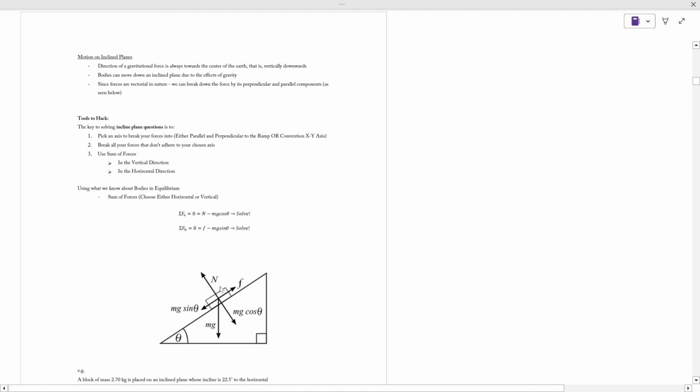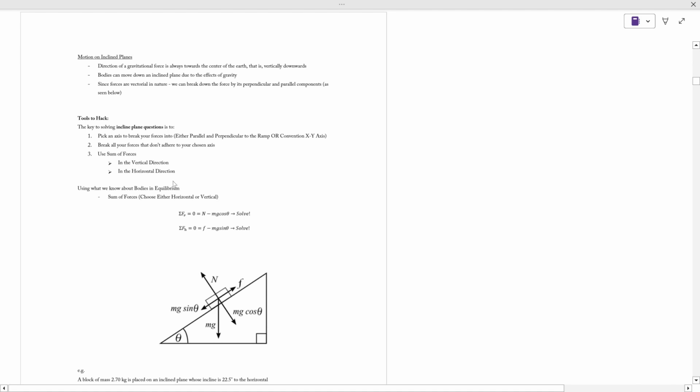Technically speaking, your normal force is already on that axis, which is great. You don't have to do anything. Your frictional force is also in that direction, on that axis, so that's all good too. The only force that you need to break up in this case is your weight force, or gravitational force, going down, right? Because it doesn't adhere to the perpendicular and parallel axes relative to this plane. So you want to break this down into its horizontal and vertical components. Technically, these two vectors added together give the mg, so they've already done it for you in this case.